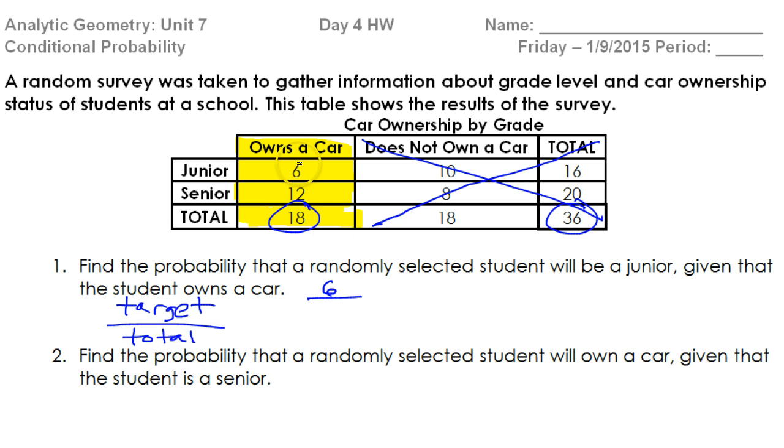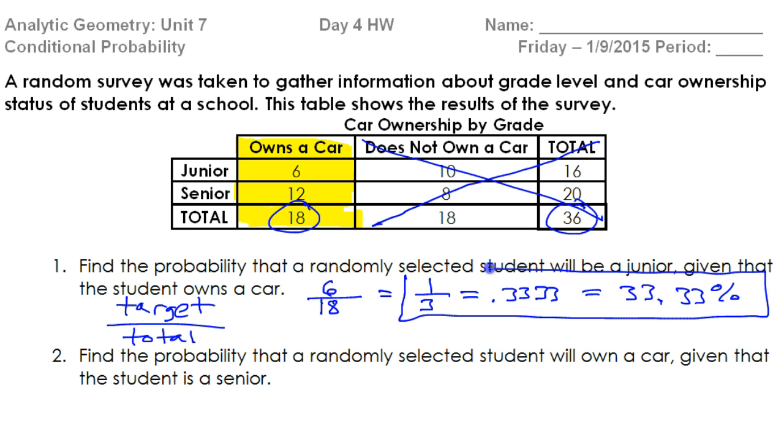But in the universe of students who own a car, there are 6 juniors out of a total of 18 students. Okay, so in that case, the probability reduces down to 1/3, which I know is 0.3 repeating, which is the same thing as 33.33%. I mean, we're rounding. Okay, so that is the answer to problem number 1.